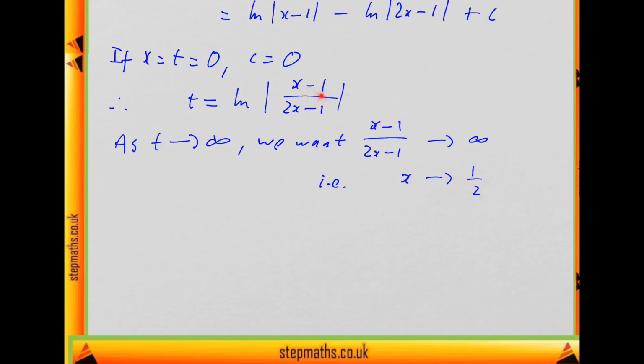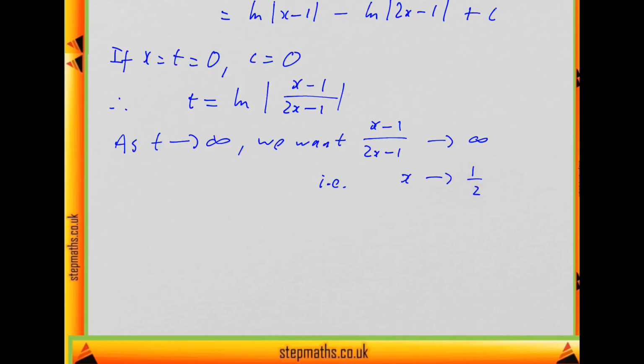Another thing you could do is draw the graph of this and then draw the graph of mod of that and then draw the graph of log of mod of that. And you can see what happens as t goes to infinity. You can read this off from there, but it's much quicker to do it this way.